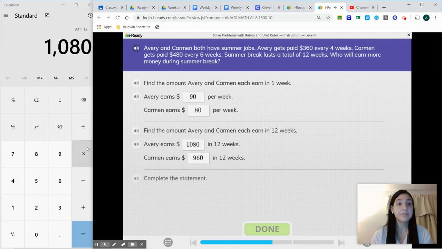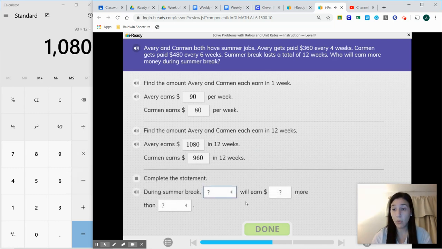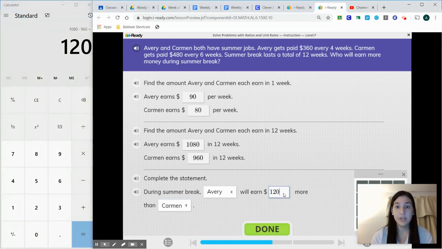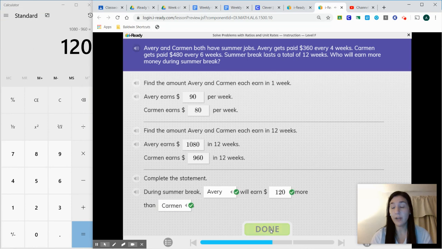That's it. Now we're going to complete the statement. So we see that Avery is earning more money than Carmen. We want to know how much more money. So we're going to subtract 1,080 minus 960, and it's going to give us $120. So Avery is earning $120 more than Carmen.